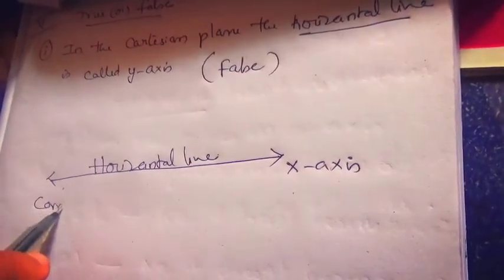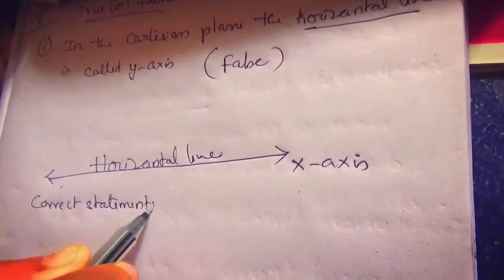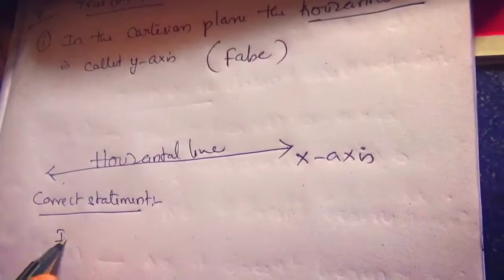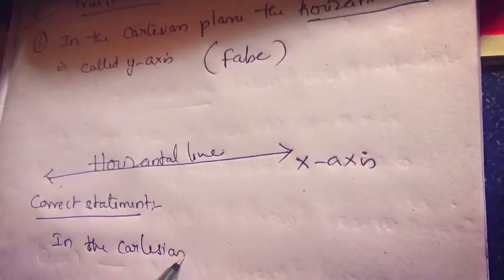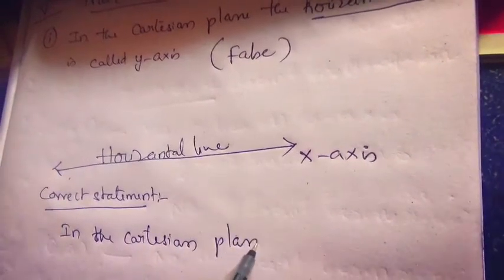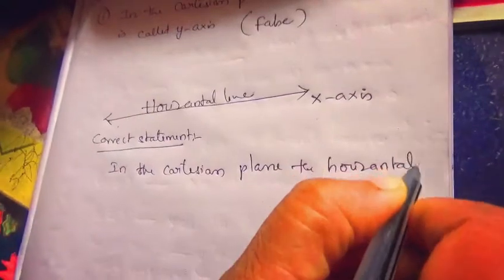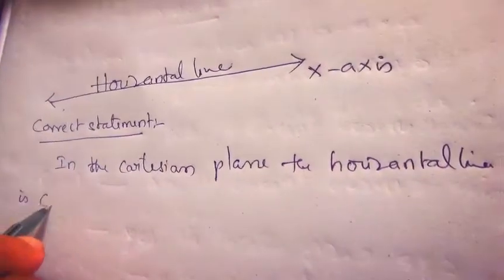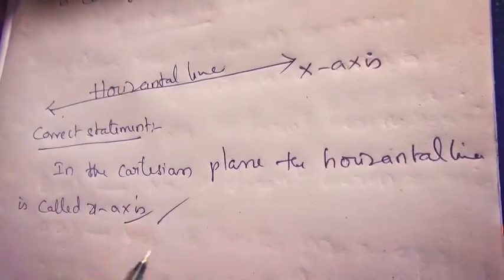So the correct statement is, in the Cartesian plane, the horizontal line is called the x-axis. It is the correct statement. Okay.